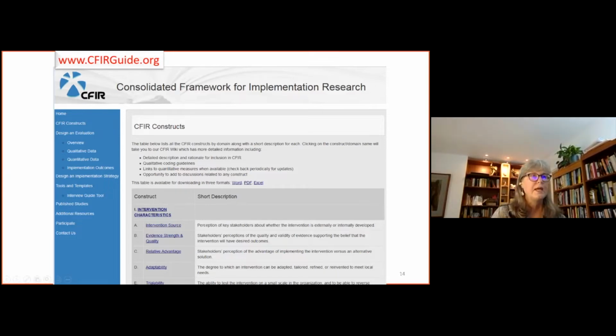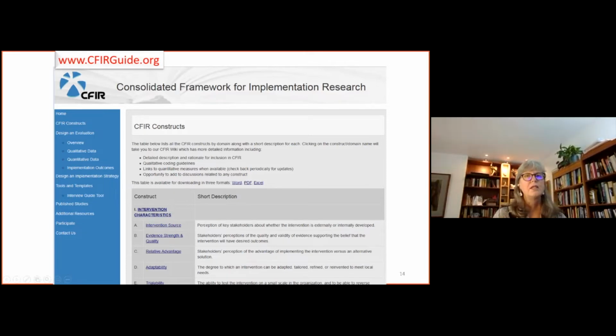So this is a screenshot of one of the pages that shows just a bare hint of some of the constructs within the CFIR. And this is our technical assistance website. I highly recommend, if you're interested in using the CFIR, to go to CFIRguide.org. There really is a plethora of information to help guide you through use of the framework.